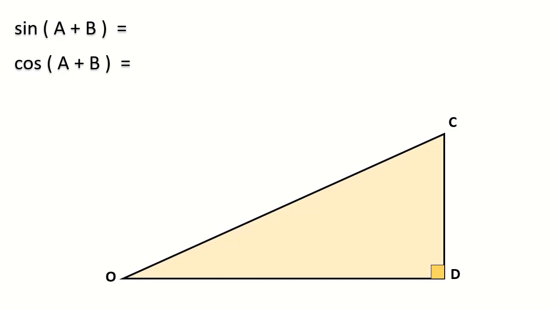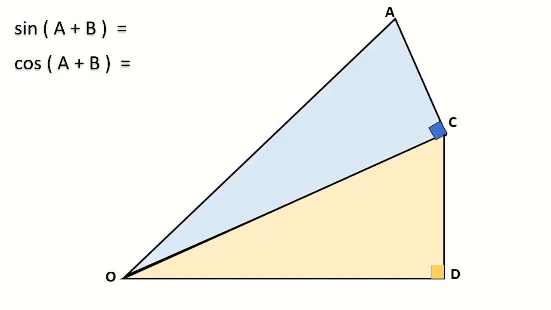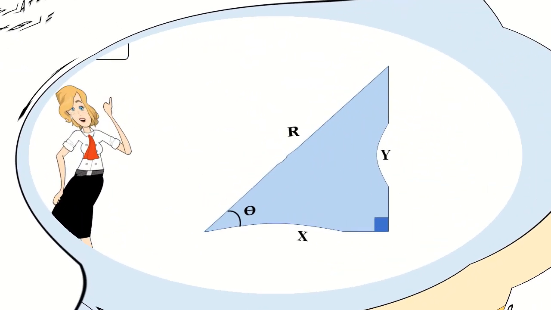Here I have a right triangle OCD, and on top of that I have another right triangle OAC. The first triangle has an angle A down here, the second triangle has an angle B, and the second triangle also has a hypotenuse of 1.